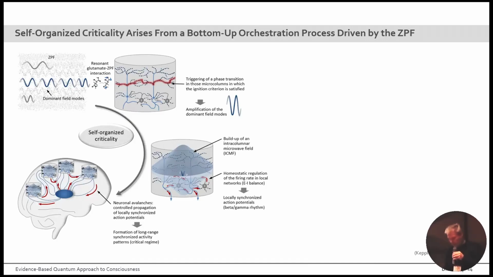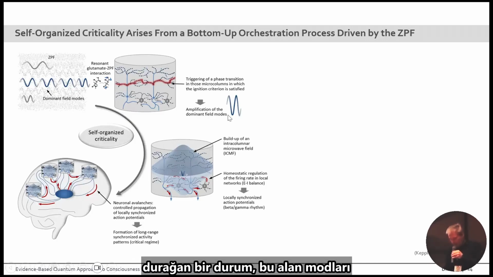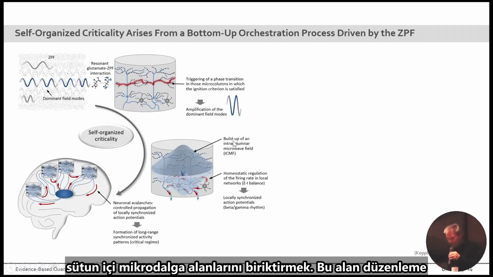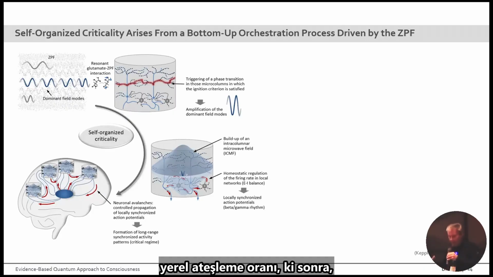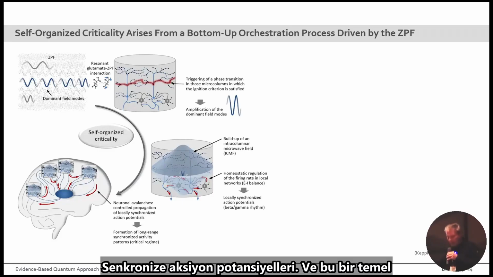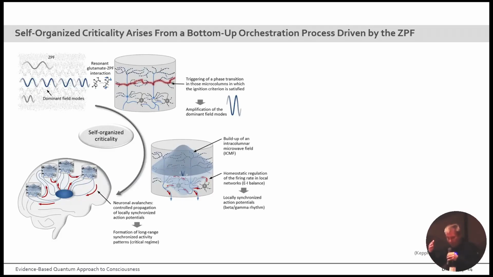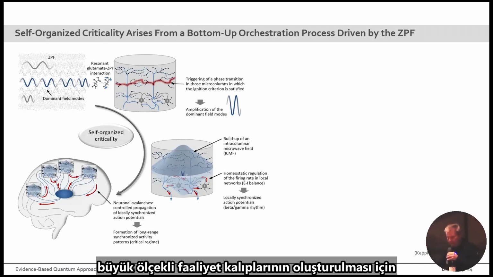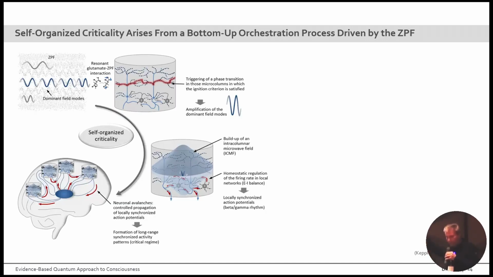The byproduct, first of all, is the amplification of the dominant field modes, which drives this game. Upon exceeding a stationary state, these field modes build up the intracolumnar microwave field. This field regulates the firing rate locally, which then, as an outcome, leads to the controlled propagation of locally synchronized action potentials. And this is the basis for the formation of large-scale activity patterns, which bear the hallmarks of critical dynamics.